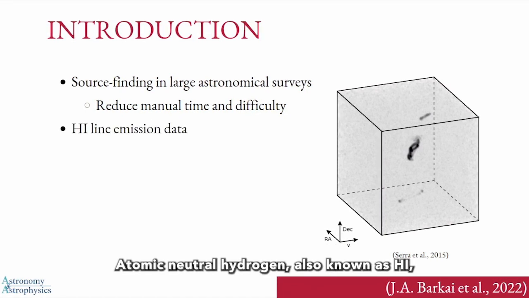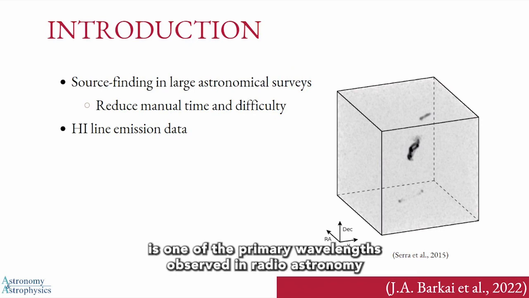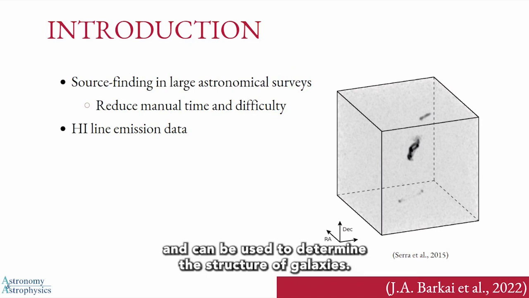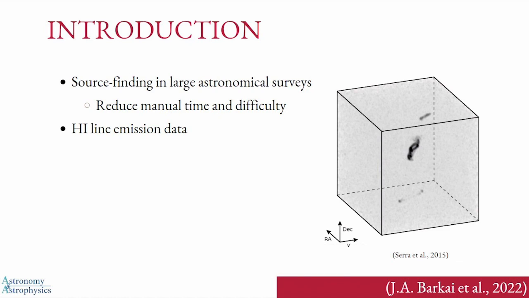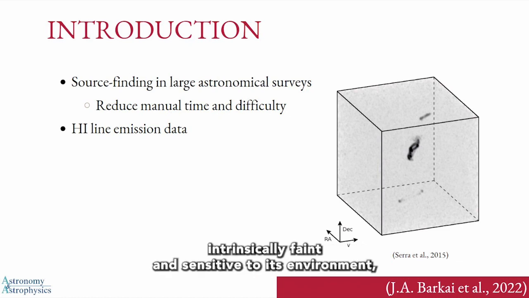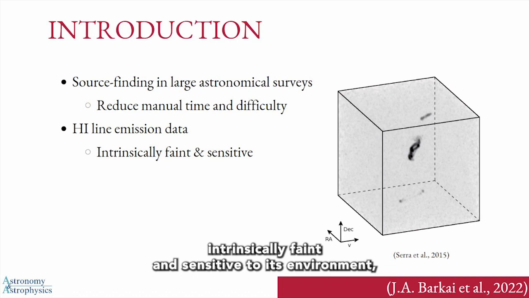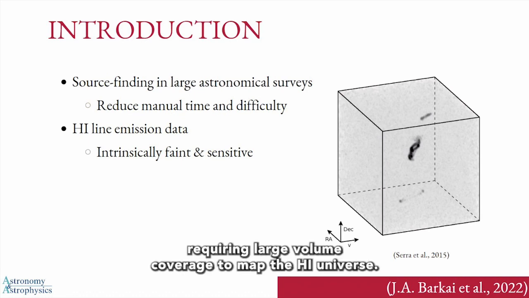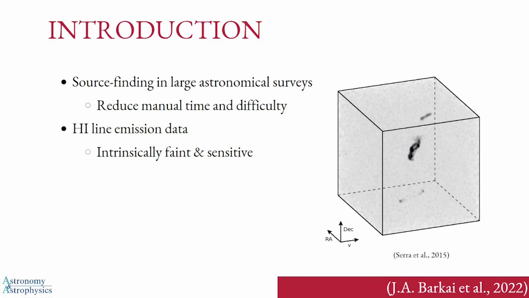Atomic neutral hydrogen, also known as H1, is one of the primary wavelengths observed in radio astronomy and can be used to determine the structure of galaxies. However, it is intrinsically faint and sensitive to its environment, requiring large volume coverage to map the H1 universe.